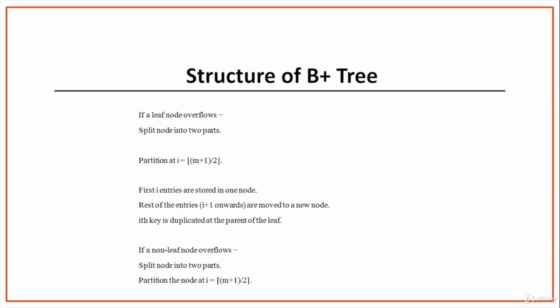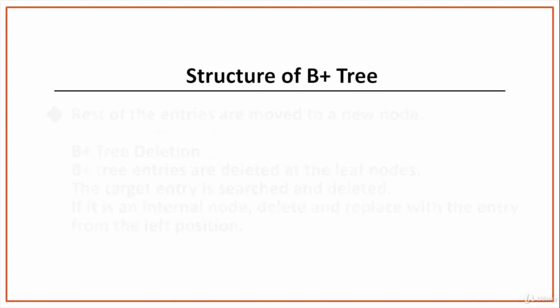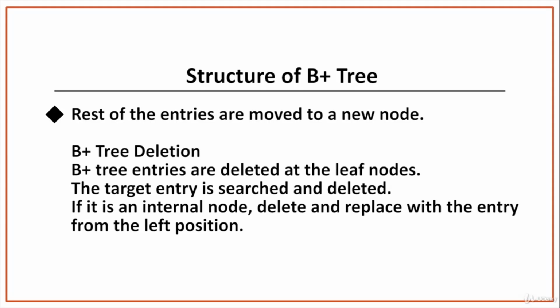If a leaf node overflows, split the node into two parts. Partition the node at i equals (n plus 1) over 2. Entries up to i are kept in one node. The rest of the entries are moved to a new node.